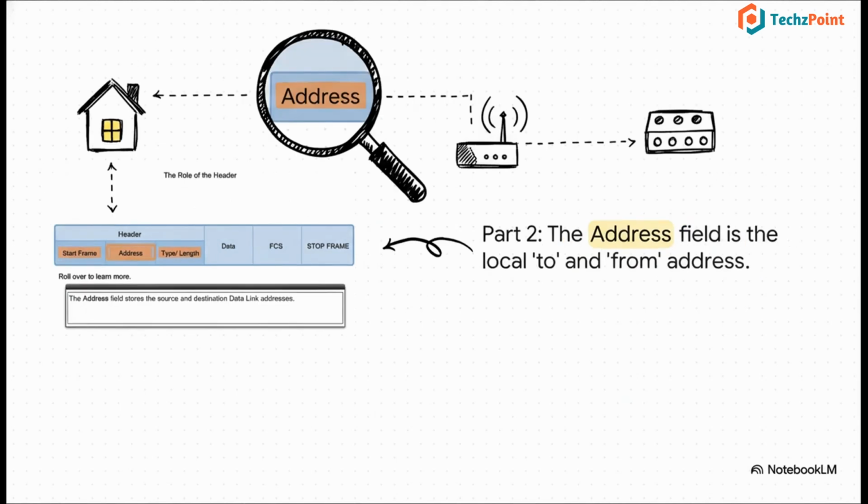Okay, next up, and this is absolutely crucial, is the address field. Now, this is not the final cross-country destination for your data. No. Think of it more like the specific house number on your street. It's the address for the very next device in the chain, whether that's your home router or the next switch down the line. It's all about that local delivery.